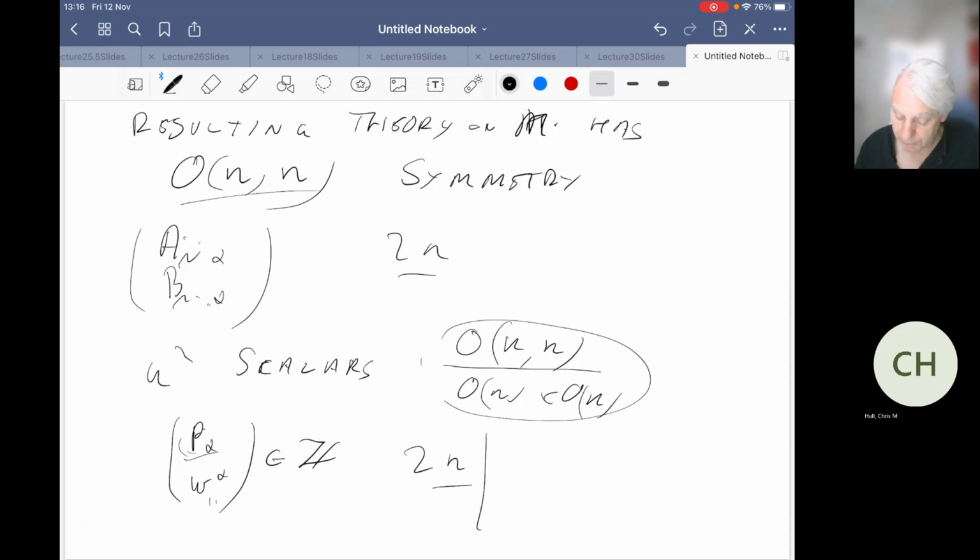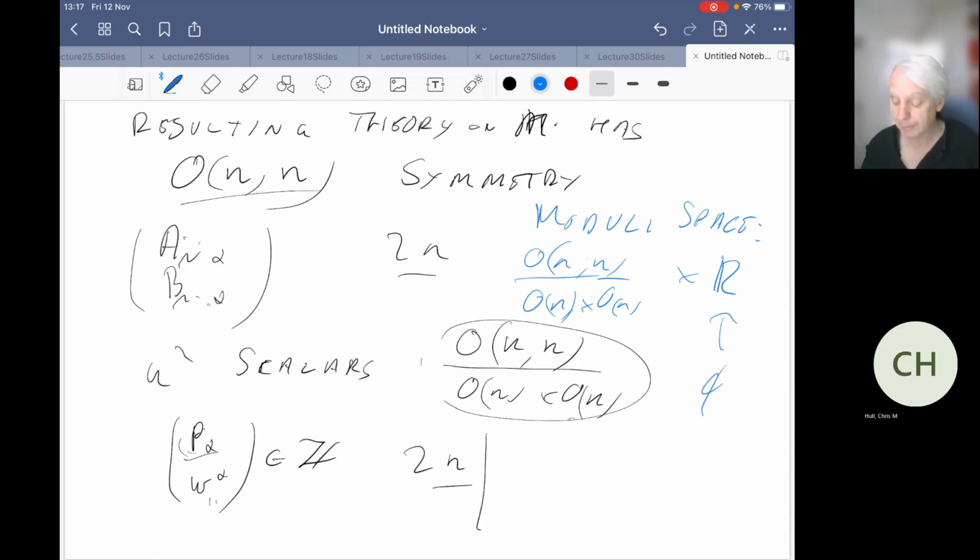The total moduli space is this coset space, O(n,n) over O(n) cross O(n), times a factor of R corresponding to the dilaton phi. The moduli in this part of the space represent the metric and the B field on the torus, and this represents the dilaton. They correspond to scalar fields because these can depend on the coordinates x of M, and so they vary over M.